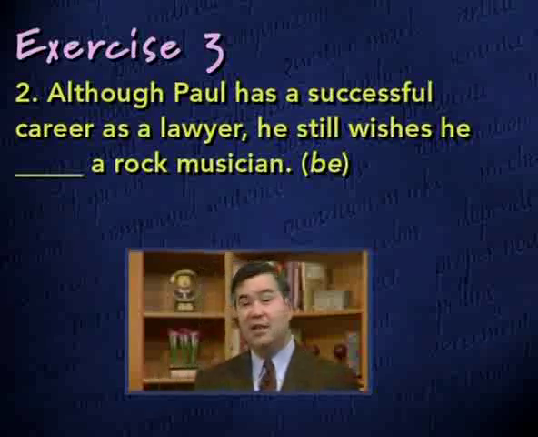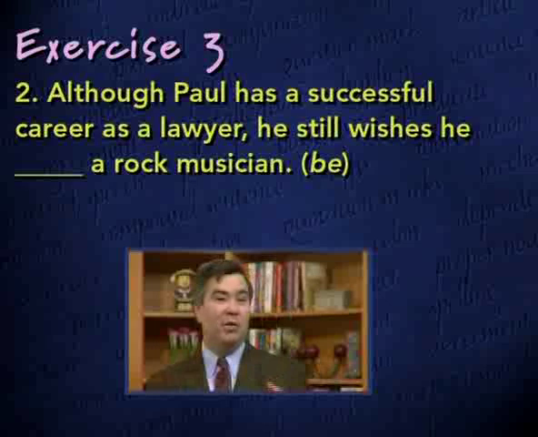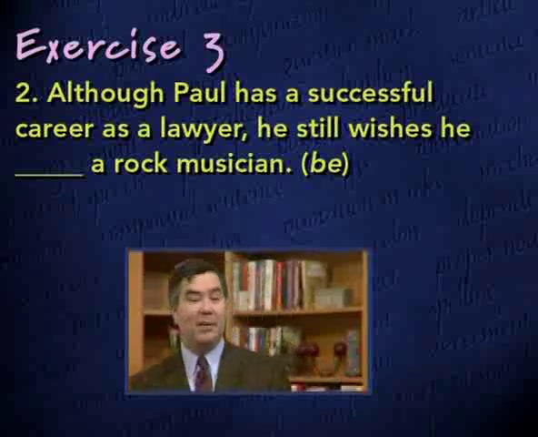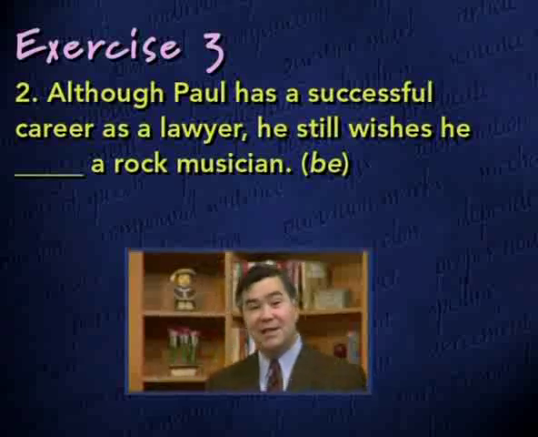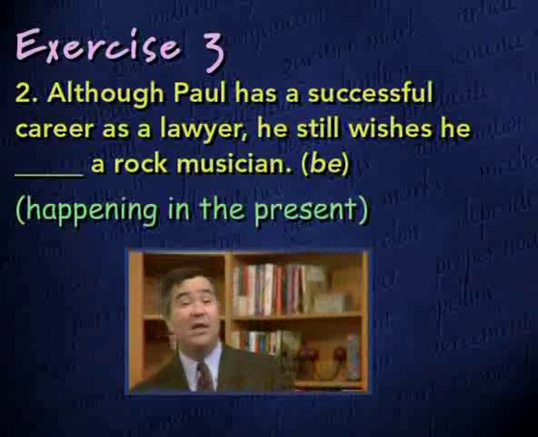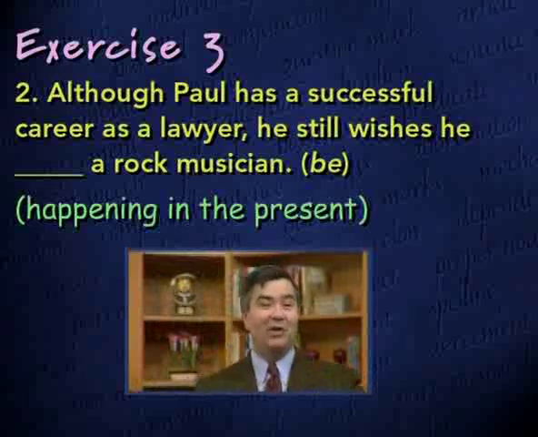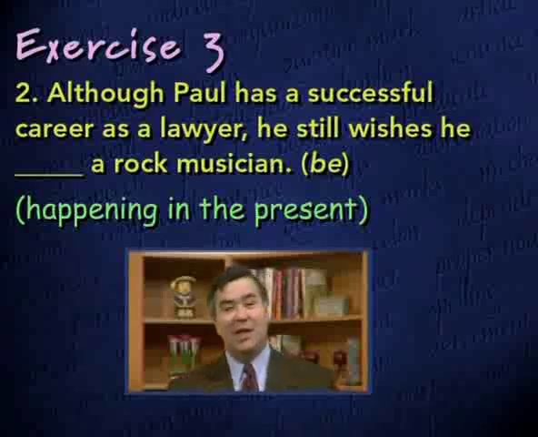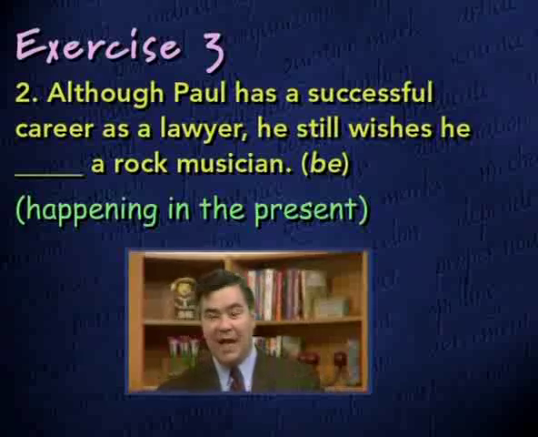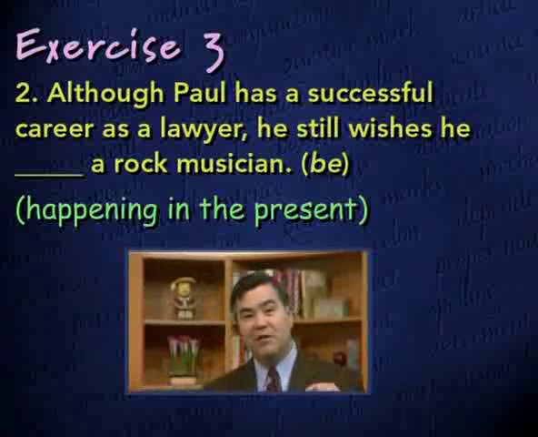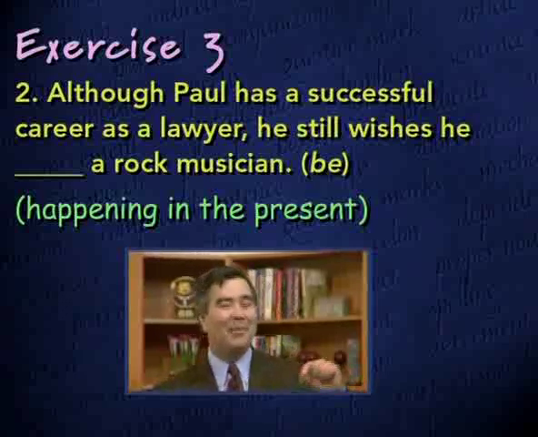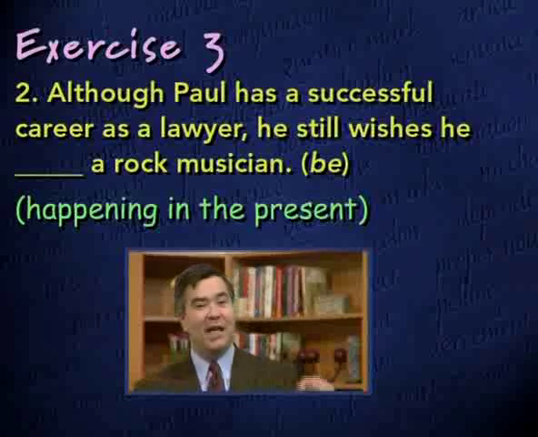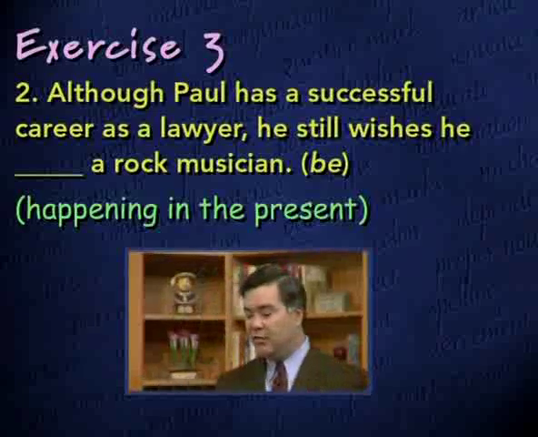Once again, to decide the proper form of the subjunctive mood verb, we need to ask whether we're describing something happening now or in the past. In this case, the sentence is describing something that's the case now. Paul today is a lawyer, and Paul today wishes that being a rock musician was his career. So therefore, we're describing something happening now, and therefore the subjunctive mood verb ought to look like a past tense verb. So we would use the past form of the verb and insert that to make the subjunctive mood.